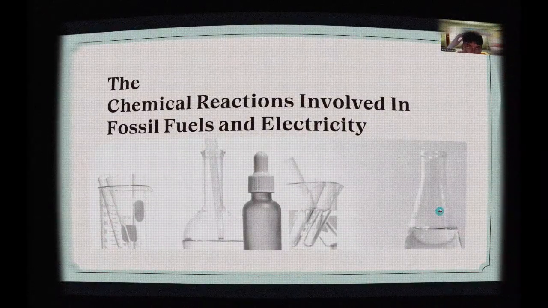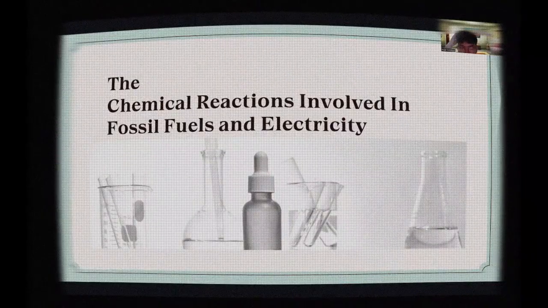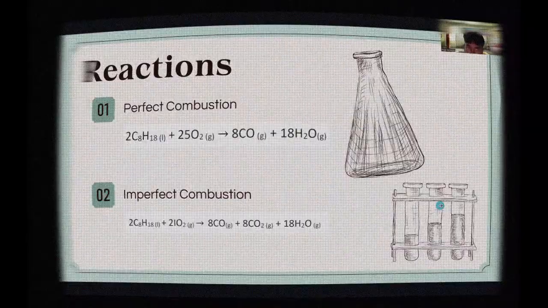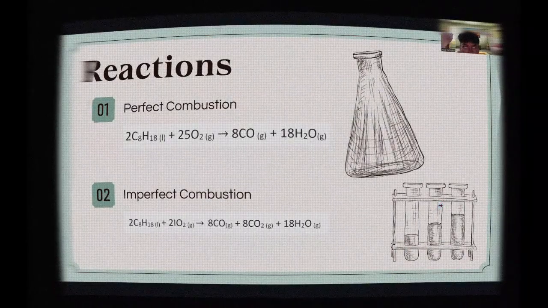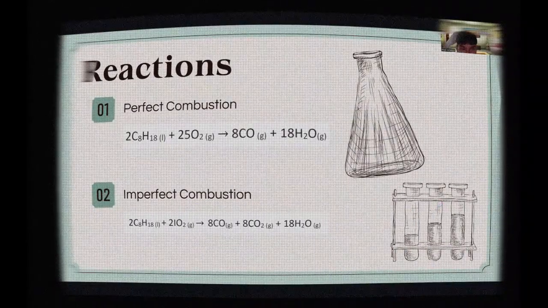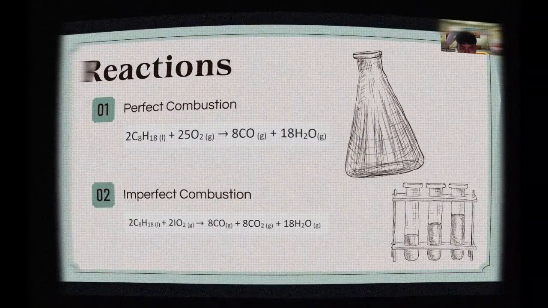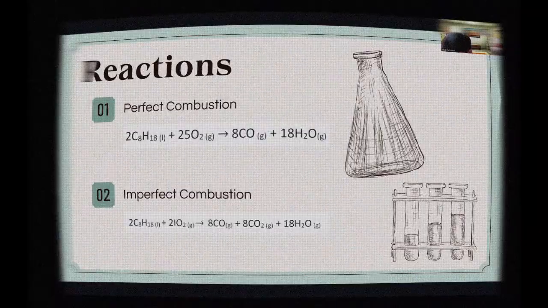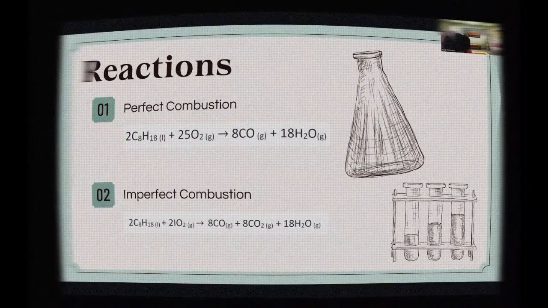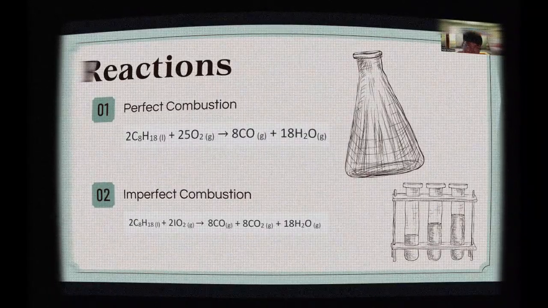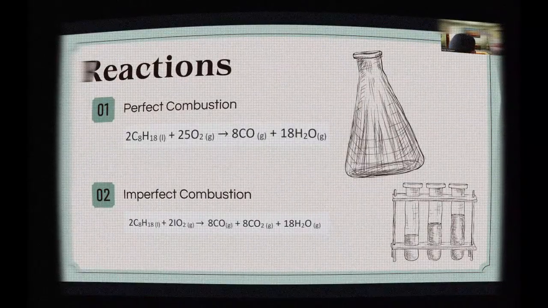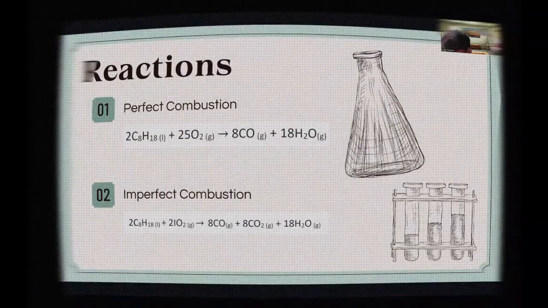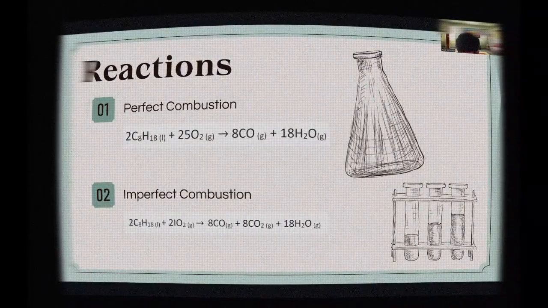I will explain the chemical reactions involved in this topic, which is fossil fuel and electricity. There are two reactions: the first is perfect combustion and the second is imperfect combustion. The combustion process is said to be perfect if the mixture of fuel and air can burn completely at the desired time and condition. And incomplete combustion occurs where there is an insufficient amount of oxygen.